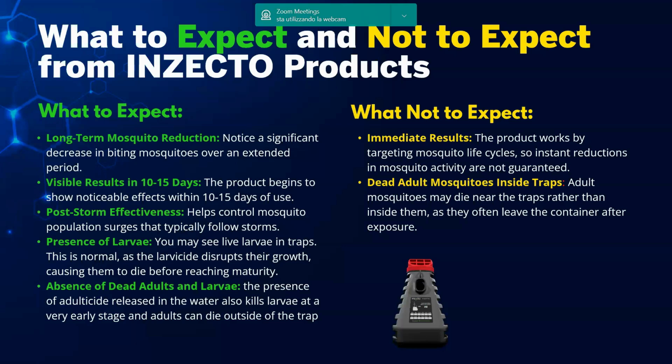What you should not expect, again, is what I said earlier, immediate results. And you might not expect to see dead adults inside of the trap. They die at contact, but not necessarily on the spot. They might be able to fly outside and die in the vicinity. When we ran the test in cages, for instance, most of the dead adults were found outside of the trap.